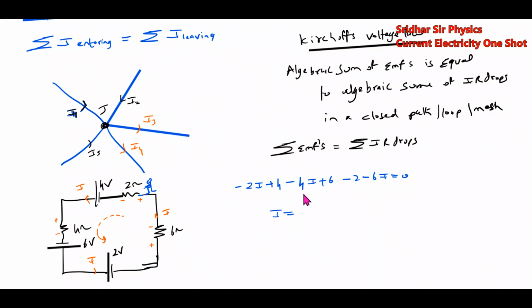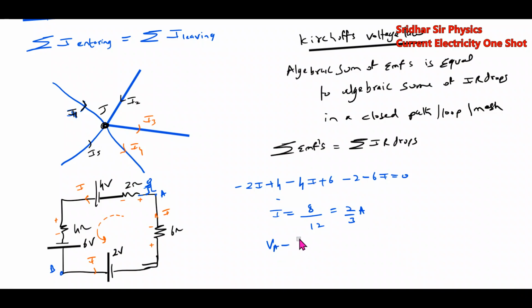So the current I will be equal to the total applied EMF, which is 8 by 12, or 2 by 3 ampere. And you can find out the potential drop also. If you want to find out the potential difference VAB, you can use this method.